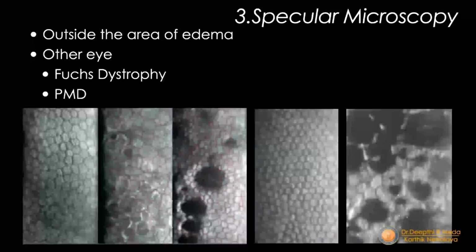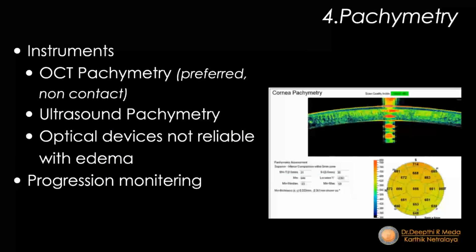Specular may not be helpful in the area of edema, but certainly a specular of the other eye can help us pick a missed Fuchs or endothelial dystrophy, or even the clearer areas of the affected cornea. A specular can help to diagnose a missed entity on the endothelium.